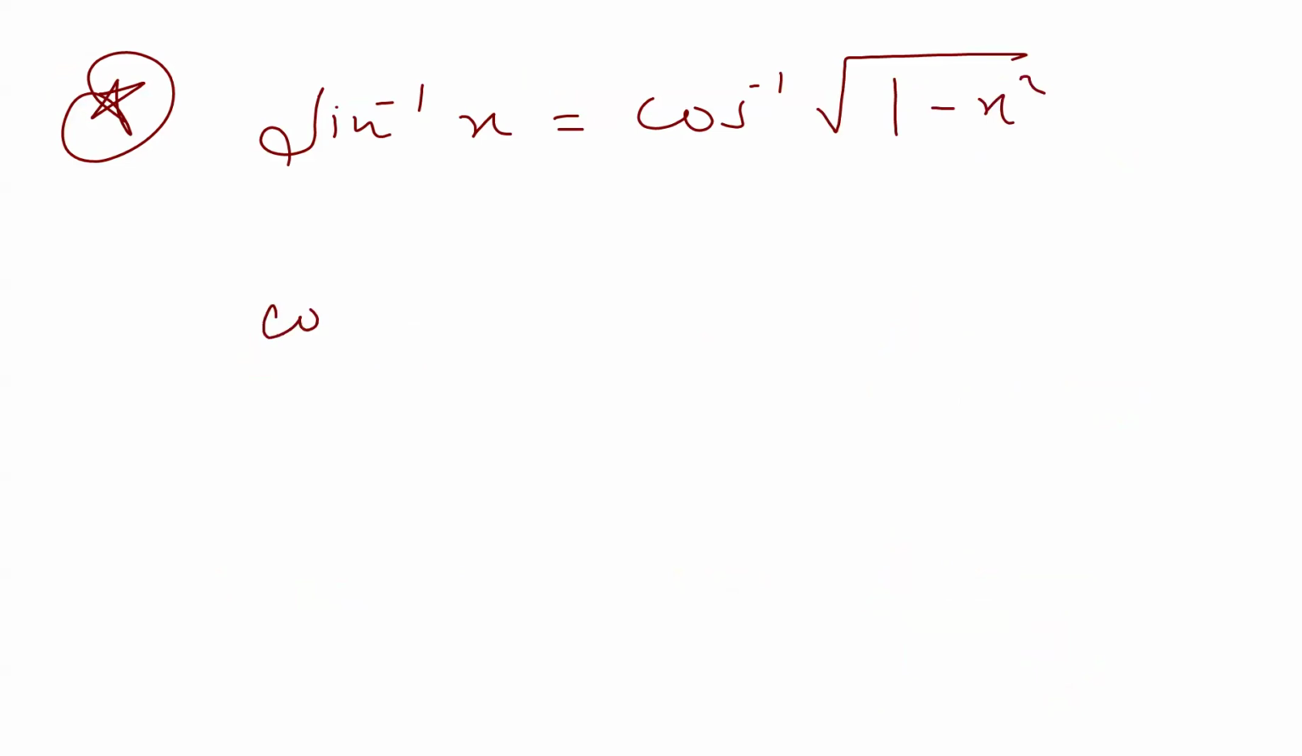Then sine inverse of x is equal to cos inverse of root 1 minus x square. Cos inverse of x is equal to sine inverse of root 1 minus x square. Okay. Sine to cos and cos to sine. This also you can remember, or you should rather remember. Next one.